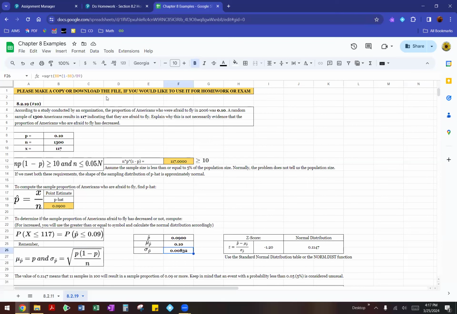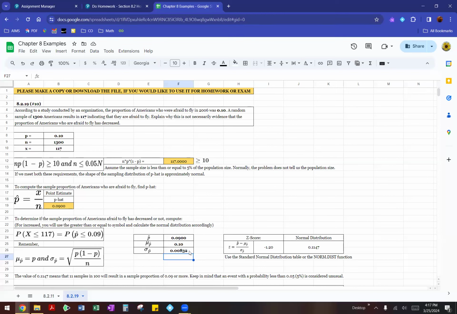So to calculate this standard deviation, we are taking the square root of p times 1 minus p and then divide that by n. And then, of course, you're taking the square root of that entire number, right? So you can see I've plugged all of these numbers here. And this standard deviation, as you can see, comes out to be 0.00832.